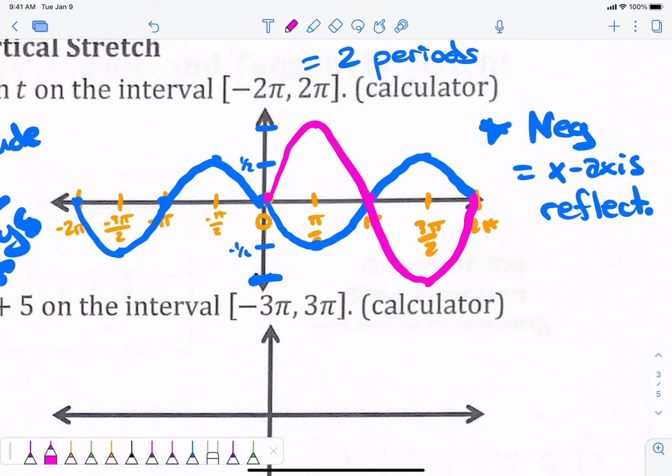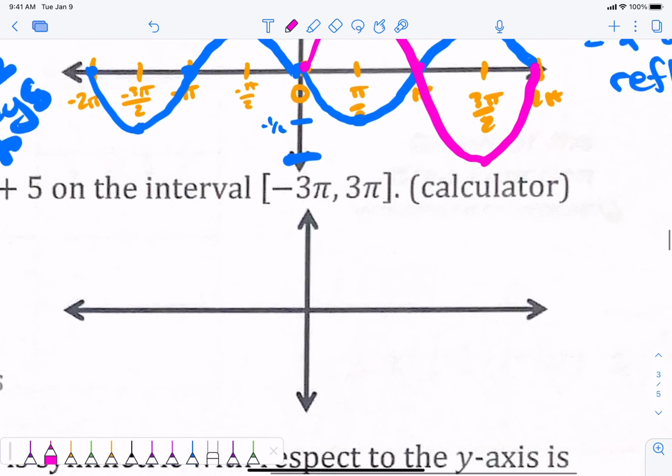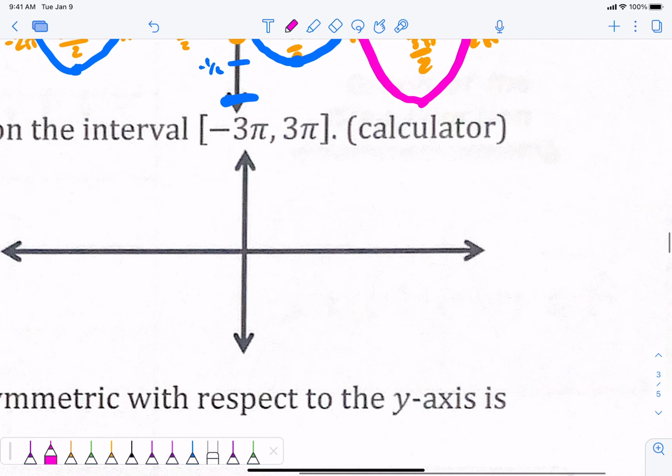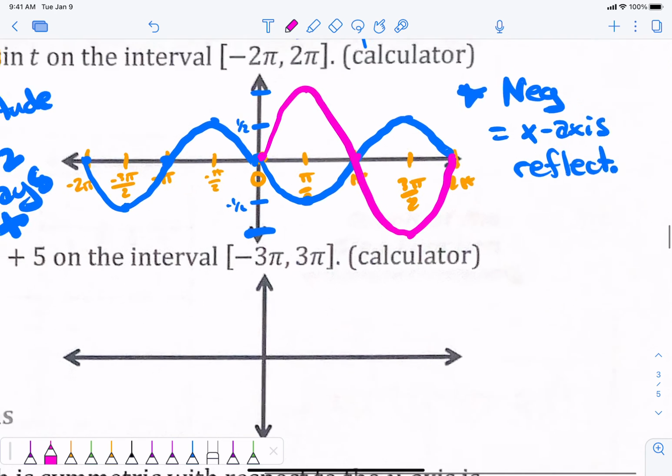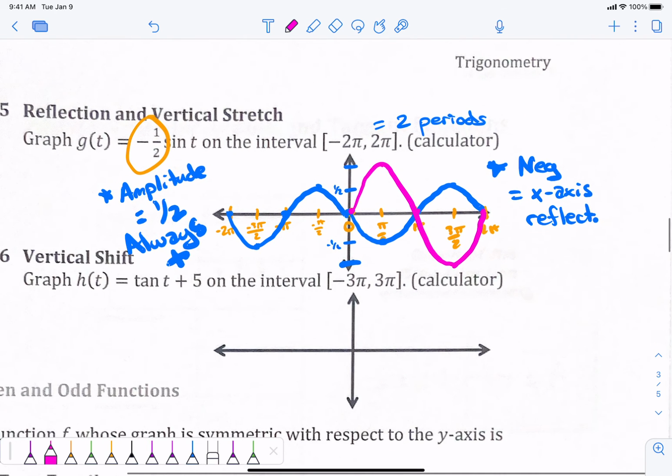Are we doing tangent? Oh man. Tangent here. Can you zoom out just a tiny? I can, sure. Like that? Okay.